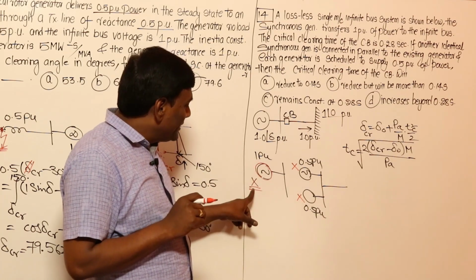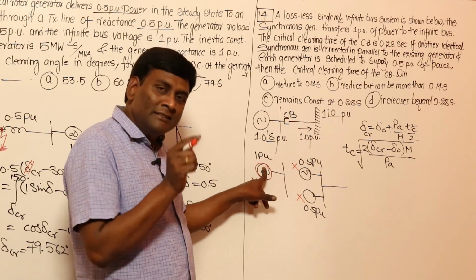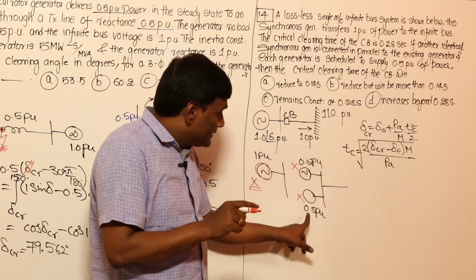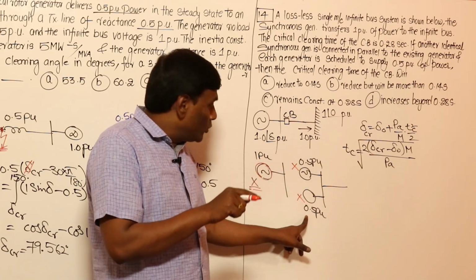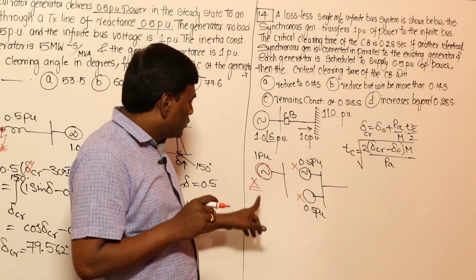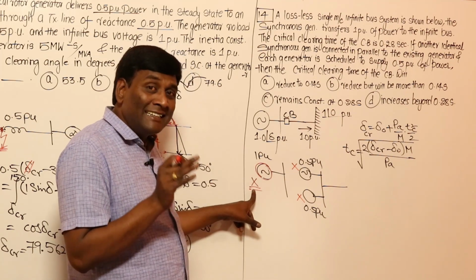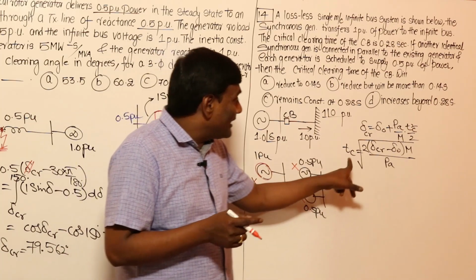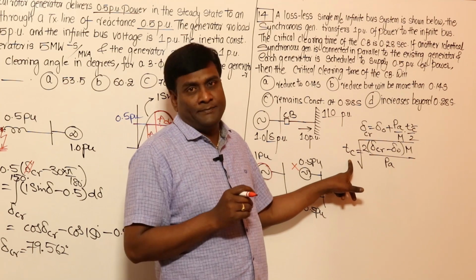But what is happening here? This is an X-rated machine, meaning some M1. And this is also an X-rated machine, same M1. So net M is going to be increased. Getting my point, right? So logic is very simple. This is X-rated MVA capacity. If this is X by 2 and this is X by 2, under that condition, critical time will not change.